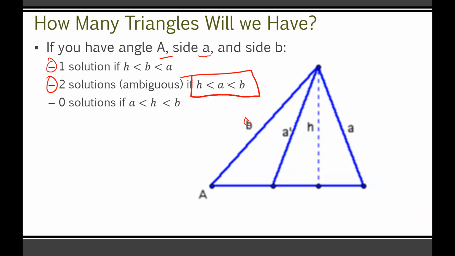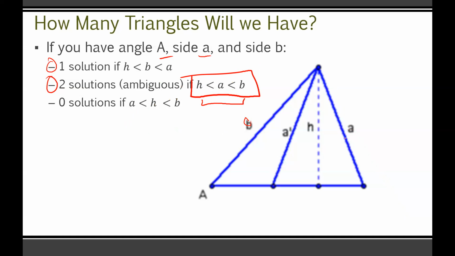If you have HAB in that order, then you have an ambiguous case triangle. See, terrible pun there, right? You have a triangle, you have it. I'm just kidding. Anyway, that always helped me though. So if it's HAB in that order, you have an ambiguous case triangle. And then the one nobody likes, you have zero solutions if side A is the smallest side.